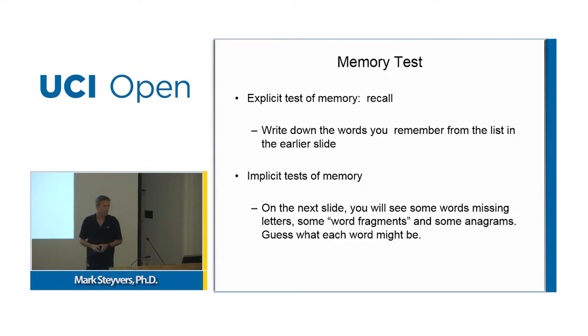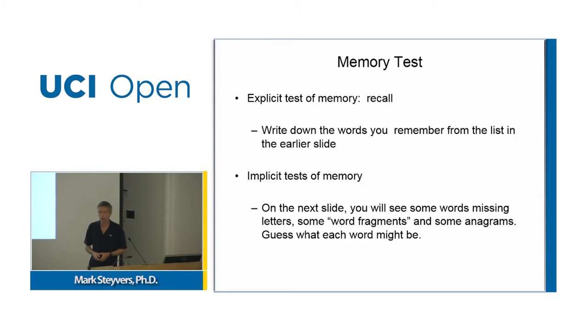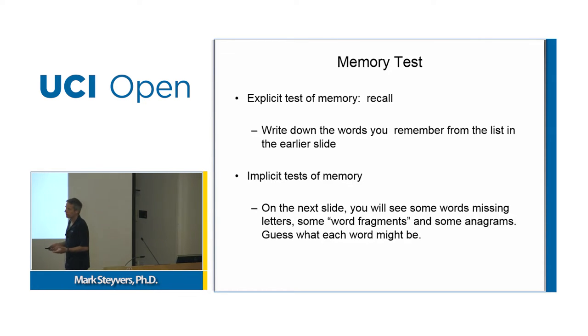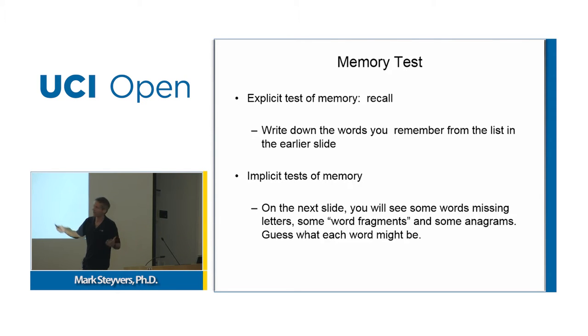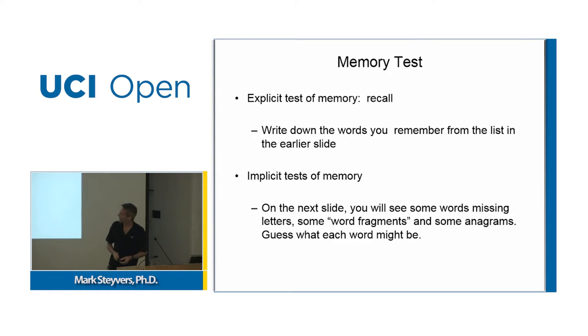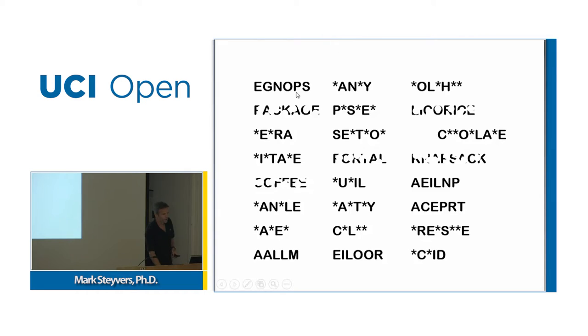So on the next slide we'll show some word fragments and some anagrams. For the word fragments, you just have to fill in some of the missing letters to make a valid word. For the anagrams, you shuffle the letters around to make a valid English word. So guess what each word would be. How about the first one? You would make this sponge. How did you know that? This was the word sponge that you saw before, right? I did not ask you specifically to make the word sponge. Who knows? There might be another combination. Seems unlikely, but I'm just asking you to make a word from this anagram.